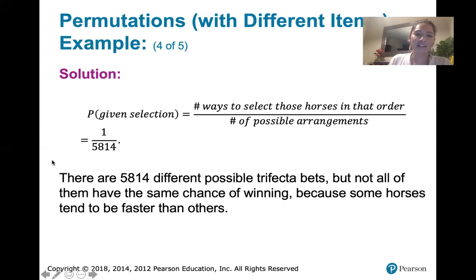So this probability may not be accurate in the sense that it's not necessarily the probability of winning. It's the probability of randomly choosing one selection of horses in a certain order out of the possible arrangements of those 19 horses for that first, second, and third place, if that makes sense. So since some horses are faster than others, maybe this isn't a true probability of winning.